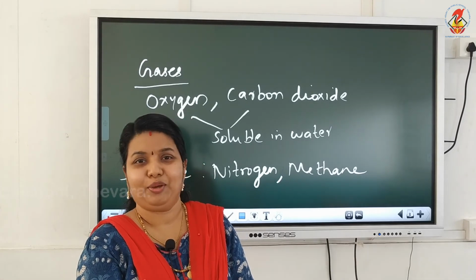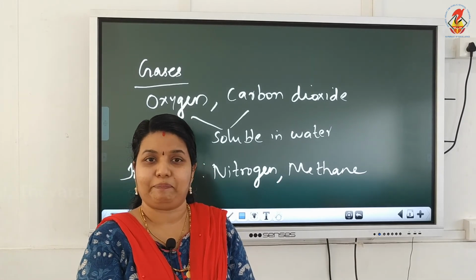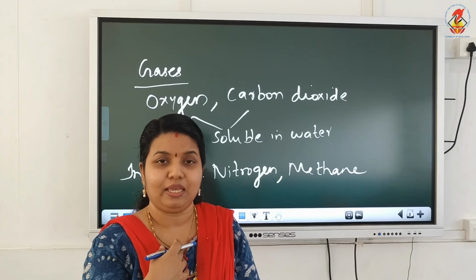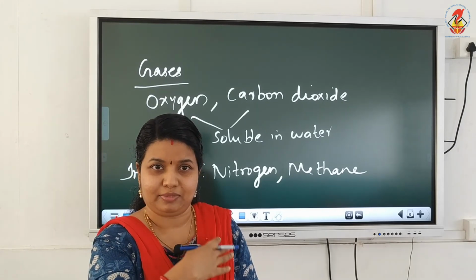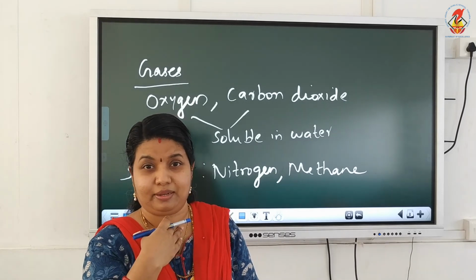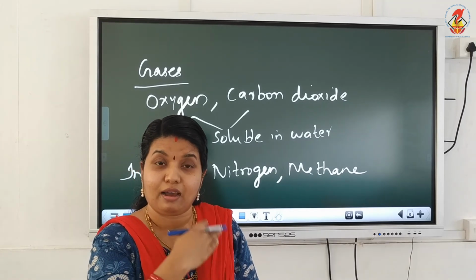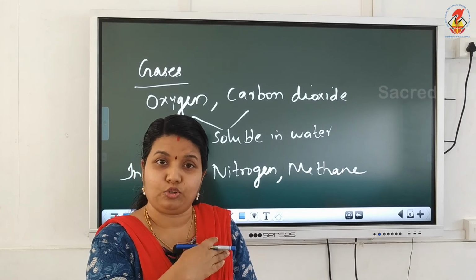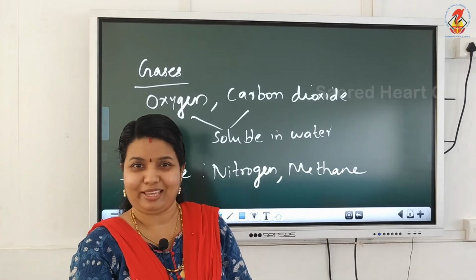Now two gases which are insoluble in water are nitrogen and methane. I hope you understood these three properties: appearance, how materials can be classified on the basis of these three properties: appearance, lustrous and non-lustrous; hardness, hard and soft materials; solubility in water, soluble and insoluble. Okay, so that's all for today.